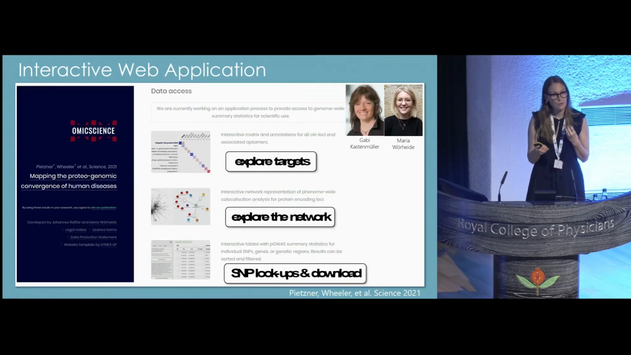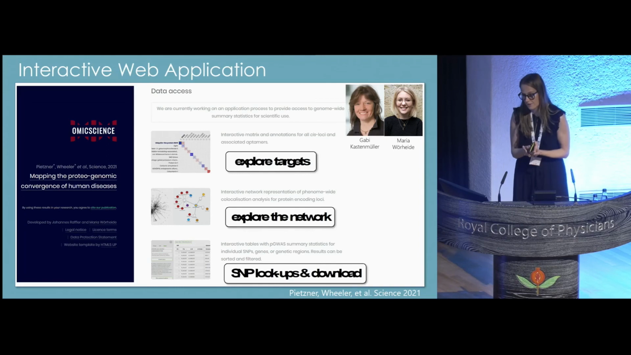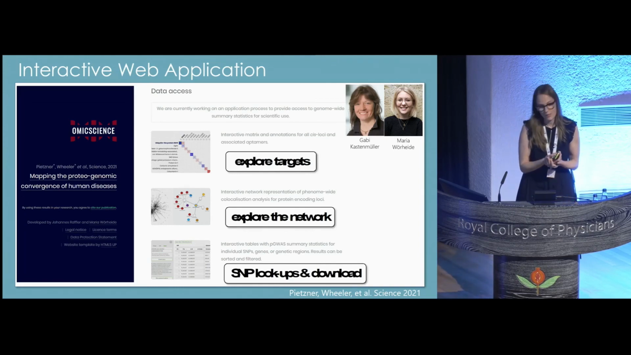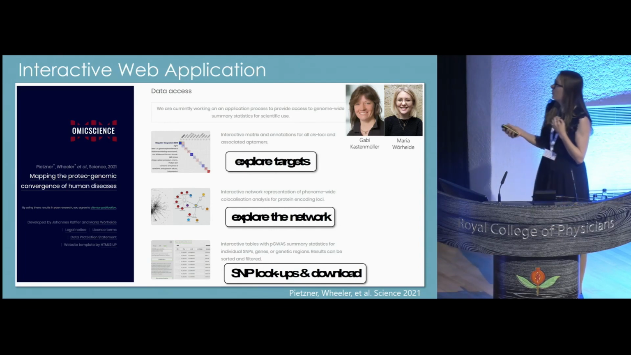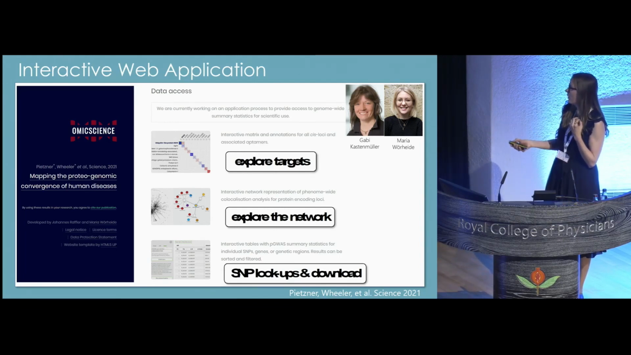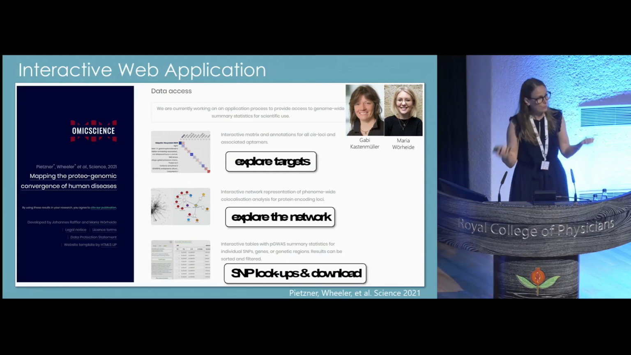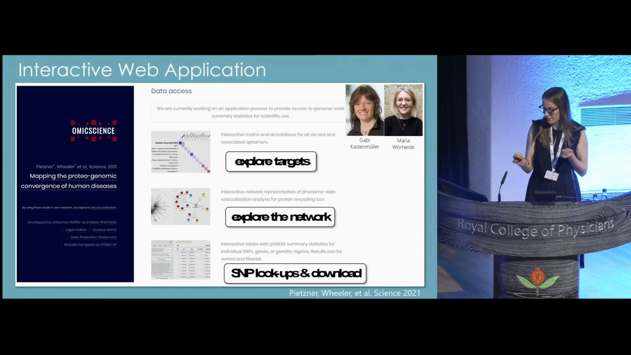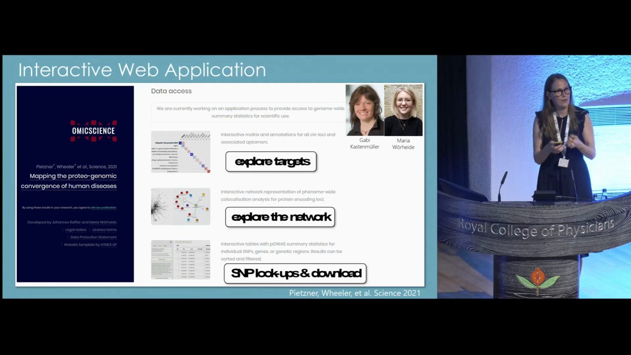So we've also developed with colleagues at the Helmholtz Center in Munich, led by Gabi Kastenmüller, a web application, where you can explore targets dynamically, explore the network, look up SNPs, and actually we're just enabling a download of all the results from this study, and other studies are on there as well, on metabolites and so on.